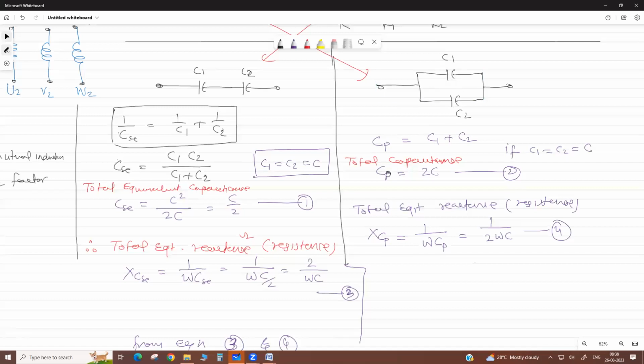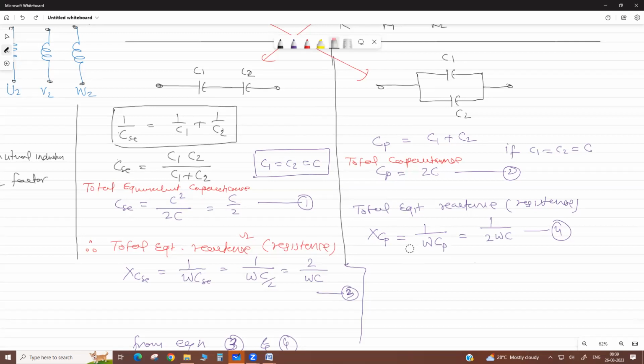First, we calculated the total capacitance of the parallel circuit. Here we calculate the total capacitance of the series circuit. So here it comes C by 2. If C1 equals C, meaning this is C and here it is also C, then they are equal, C1 equals C2. Okay. Is it clear up to here, sir? Yes sir, clear up to here.